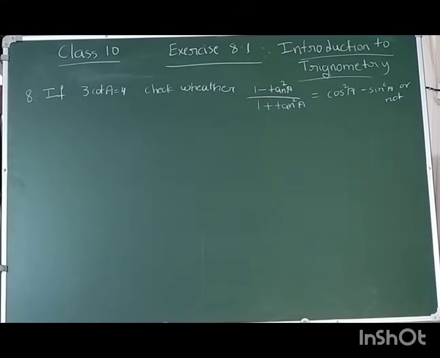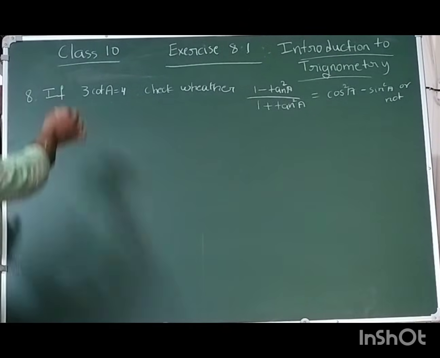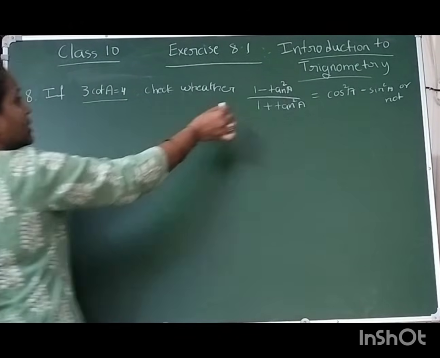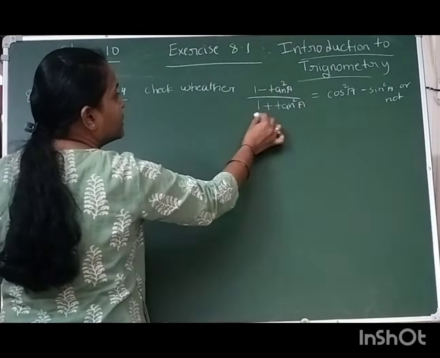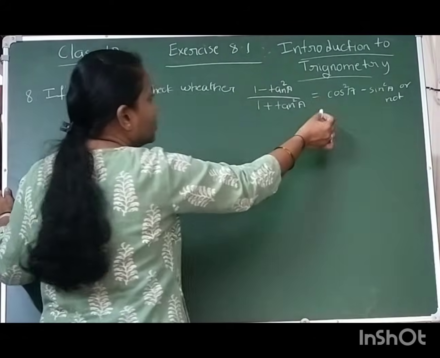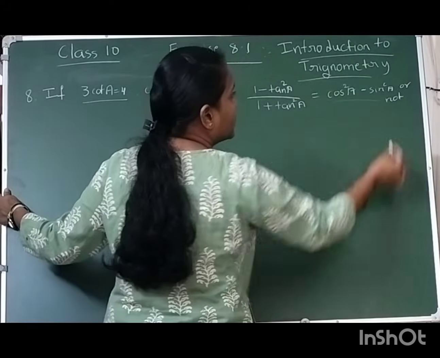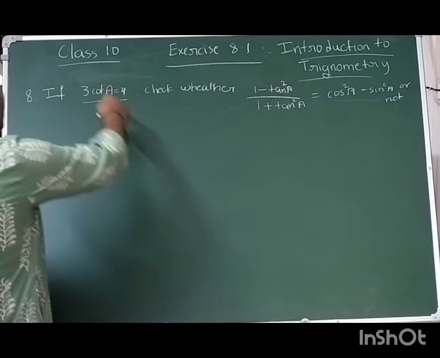Let's go to the next question. 8. If 3 cot A is 4, check whether (1 minus tan square A) divided by (1 plus tan square A) is equal to cos square A minus sin square A or not.